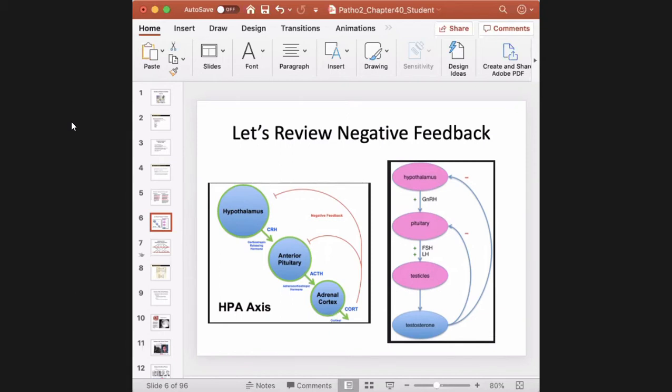But when we're looking at primary or secondary disorders, that negative feedback is going to be so important, right? Because if our cortisol levels are too low, that's going to trigger the anterior pituitary to make more ACTH, and that's going to trigger the hypothalamus to make more CRH. Or if the cortisol levels are too high, it's going to trigger ACTH to be decreased or CRH to be decreased. So the negative feedback system is going to come in very handy here, right? So make sure that we feel comfortable with that.